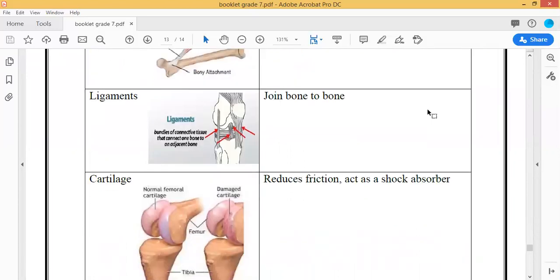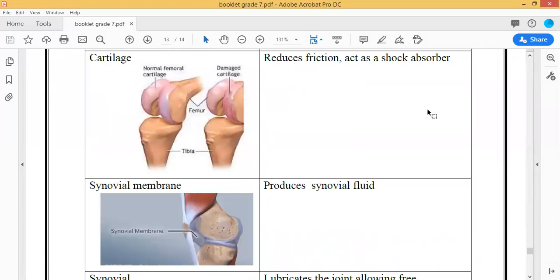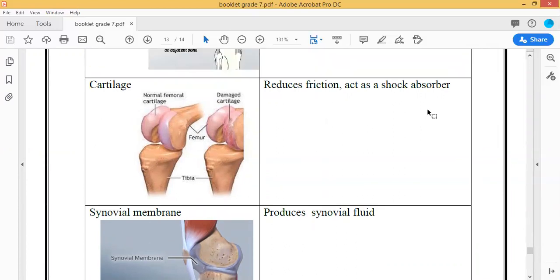What about the function of cartilage and the synovial fluid? Both of them help to make the movement very smooth. How? Because the cartilage reduces or prevents the friction between the two bones. Here you can see in the picture the cartilage at normal size, but here the cartilage is damaged. What will happen to the movement in case of damaged cartilage? The movement will be very painful and very difficult. So the function of cartilage is to reduce the friction in order to make the movement very smooth.